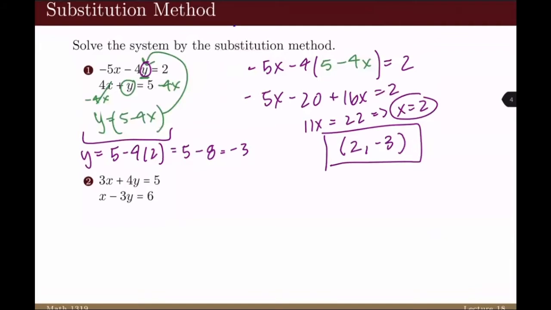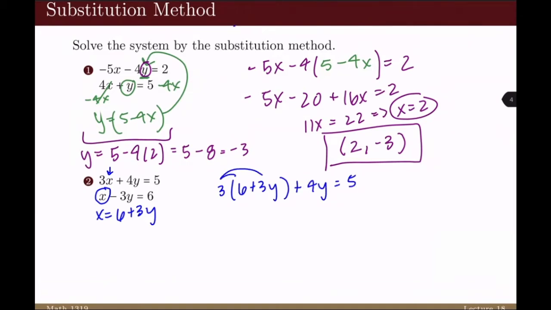So for this one, I'm going to pick this x to solve for, since the x has 1 as its coefficient. And that means we'll have x equals 6 plus 3y. And then I'm going to plug that in for this x in the other equation. All right, so that means we will have 3 times (6 plus 3y) plus 4y equals 5.